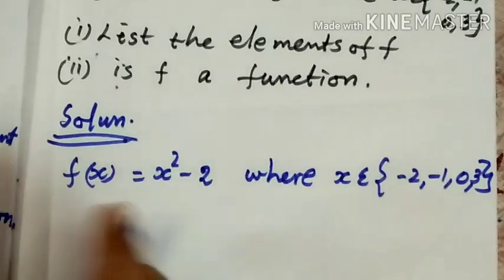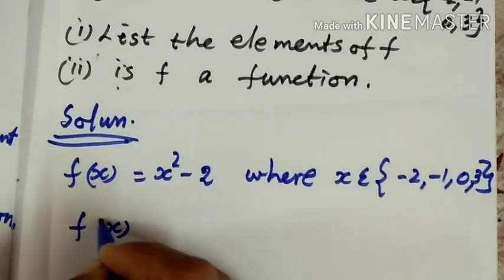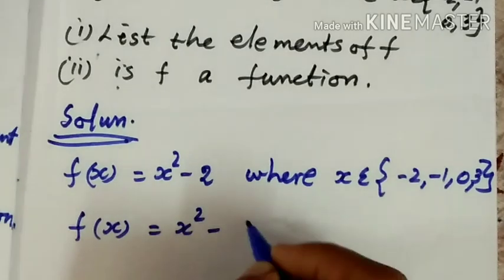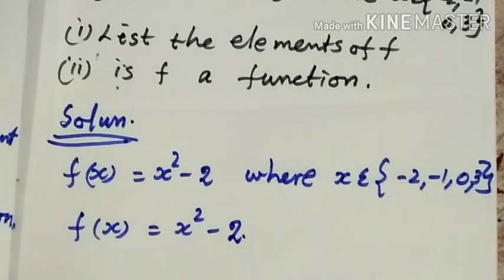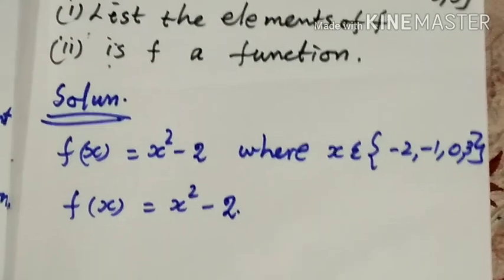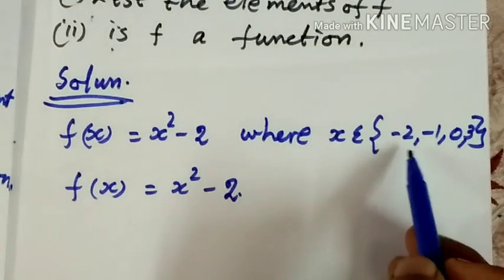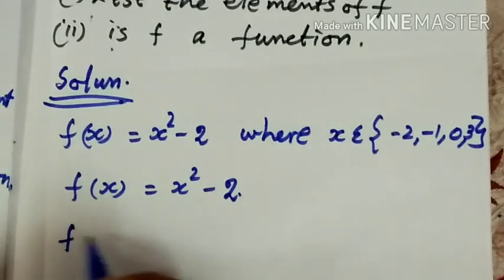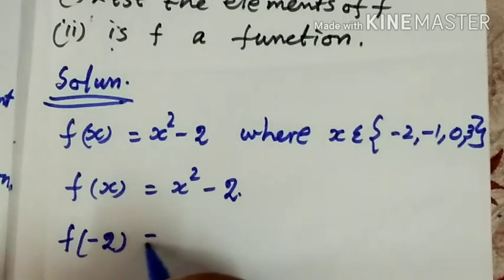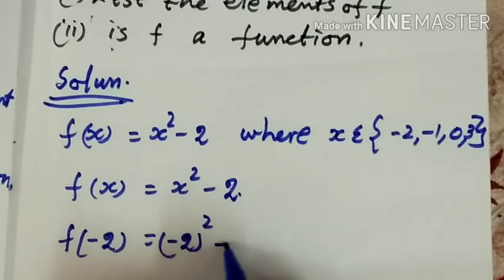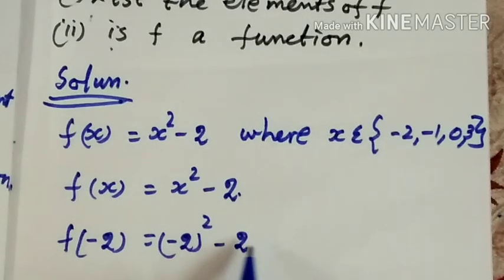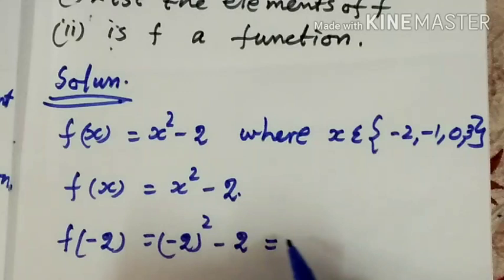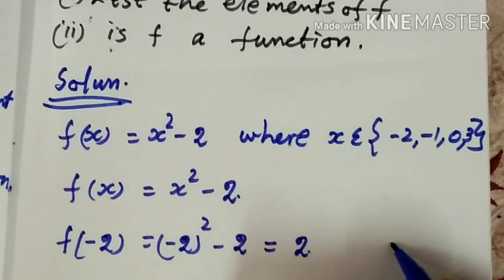Okay. So by using this condition, you have to find the relation's ordered pairs of f. Each x belongs to X. So first element of X, f of minus 2 equals minus 2 the whole square minus 2. It is 4 minus 2 equals 2. Then the ordered pair is minus 2 comma 2.